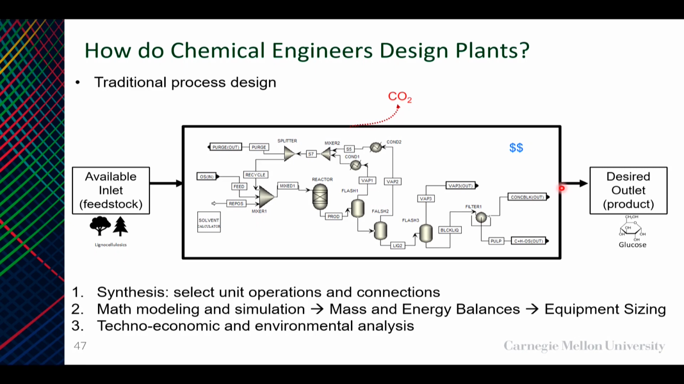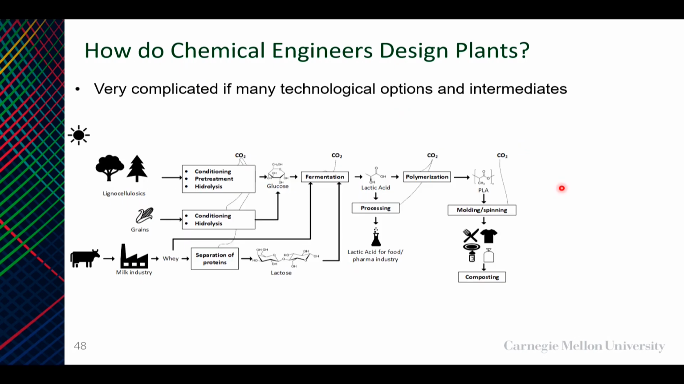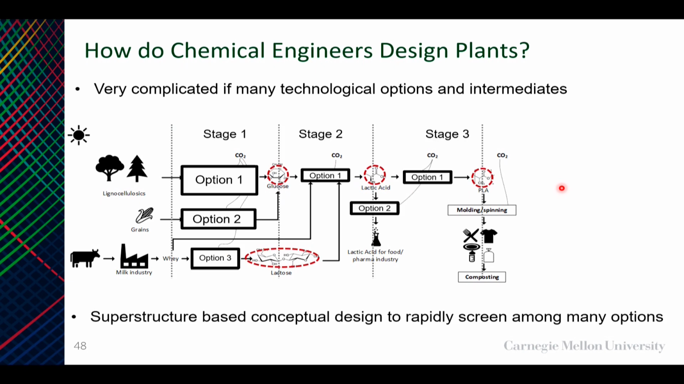The important thing from this step is that these are not things that are set in stone. There are many things that you can change in the design of a chemical process to, for example, reduce the emissions or, of course, reduce the cost. So this is not an easy problem, and this is something that takes a lot of time. But things get really, really complicated when we have to design among many different technological options and, for example, many different intermediates, as in the case that I'm showing here in the figure.